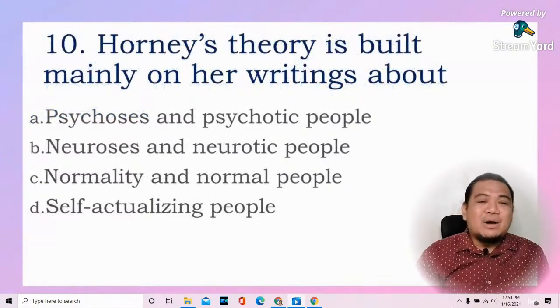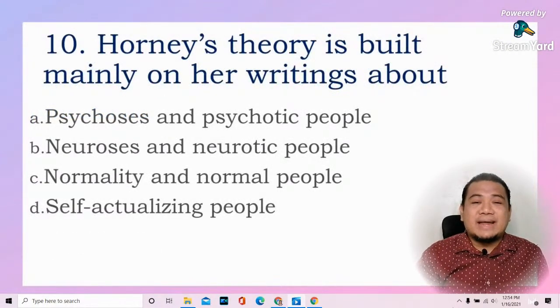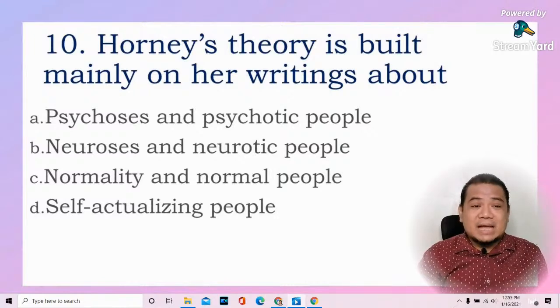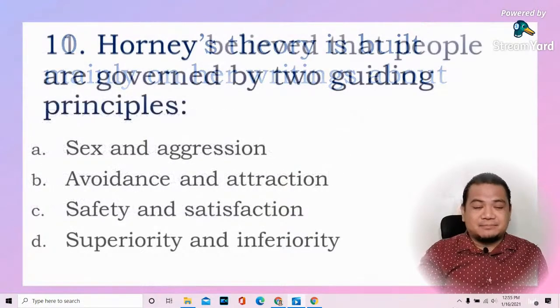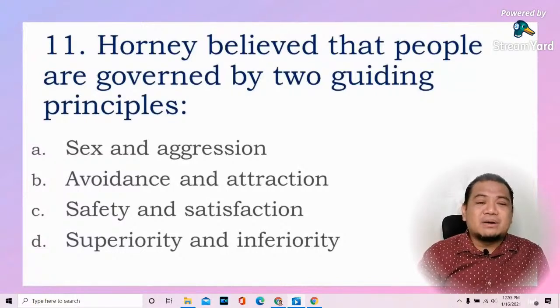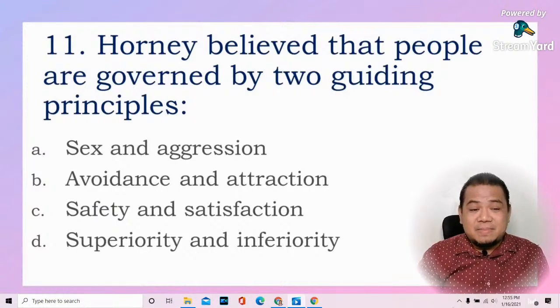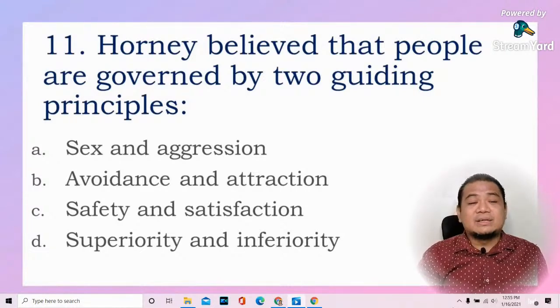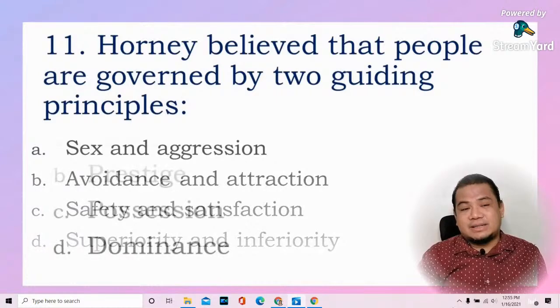Number 10. Horney's theory is built mainly on her writings about A, psychosis and psychotic people, B, neurosis or neurotic people, C, normality and normal people, or D, self-actualizing people. Number 11. Horney believed that people are governed by two guiding principles. Is it A, sex and aggression, B, avoidance and attraction, C, safety and satisfaction, or D, superiority and inferiority?